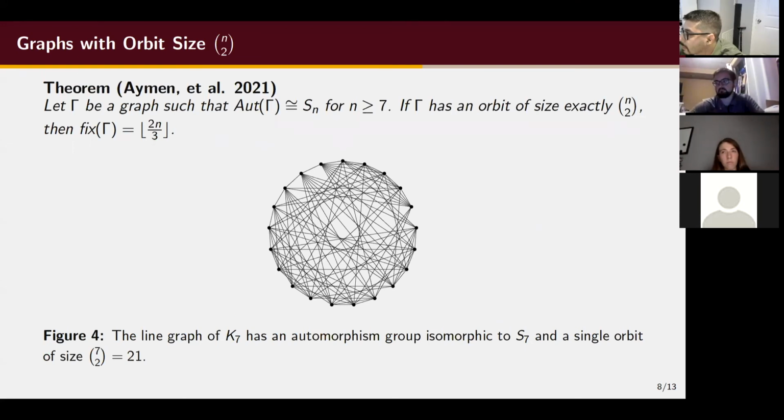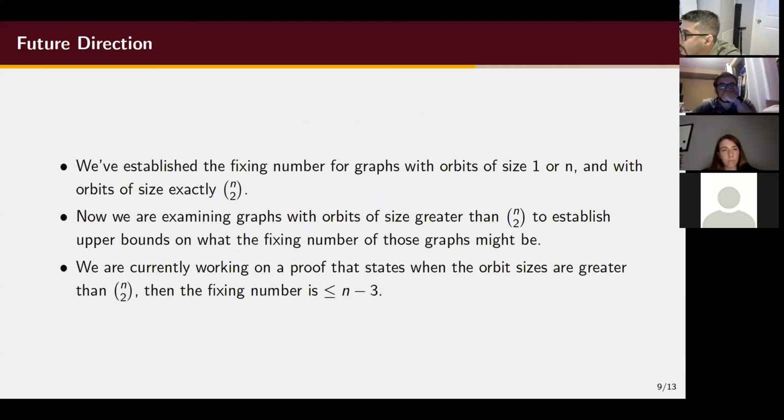So as a way to understand this theorem that we proved, here's an example below. This figure is the line graph of the complete graph on 7 vertices, K_7, and this has an automorphism group isomorphic to S_7. And this graph is vertex transitive, so it has only one single orbit, and the size of that orbit is exactly 7 choose 2, which is 21. So following this theorem above, the fixing number of this graph should be exactly the floor of 2 times 7 over 3, which is 4.